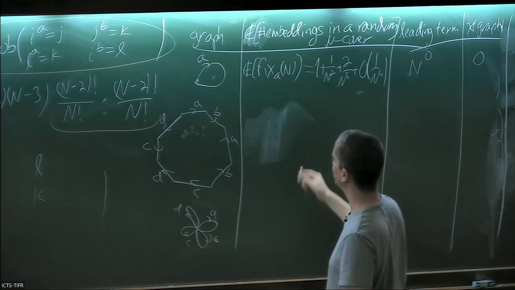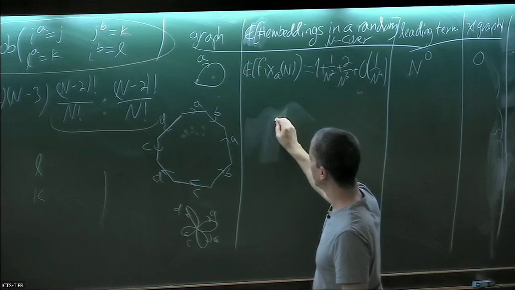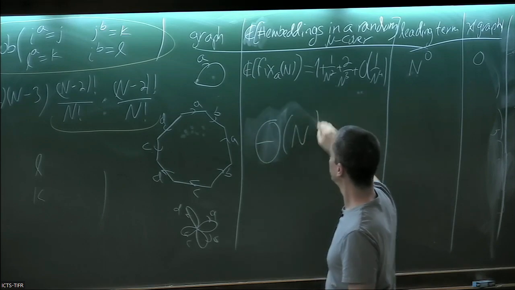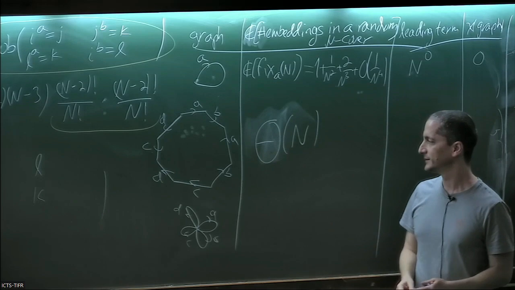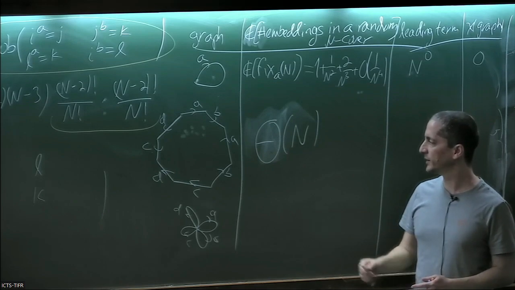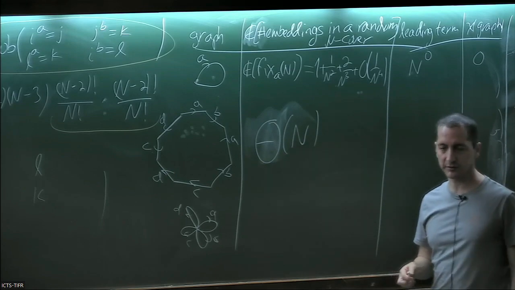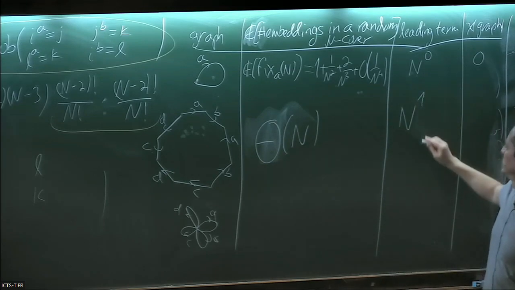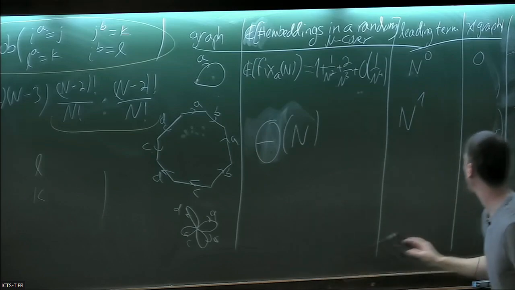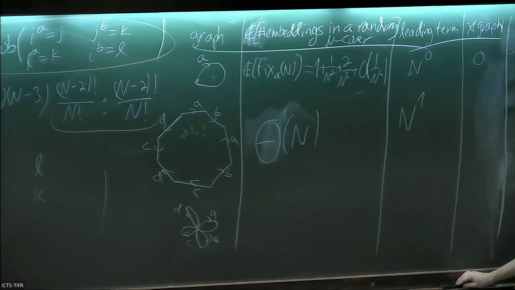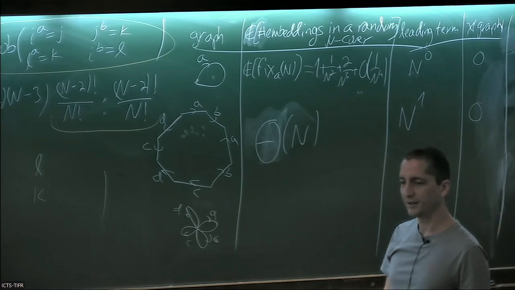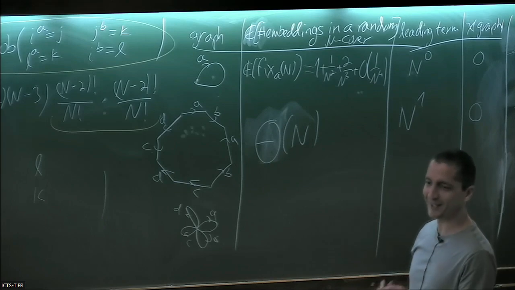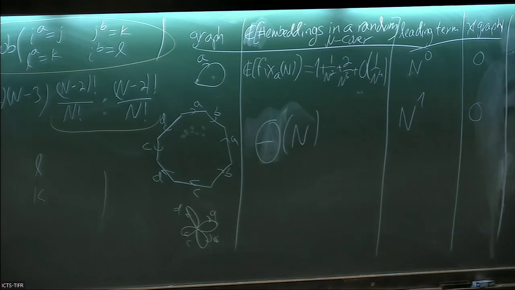So this is theta, which means that up to a constant this should be the answer. And here the leading term is n to the 1. But what is the Euler characteristic? It is still 0. This is just a cycle. Okay, good. This would be my next point.